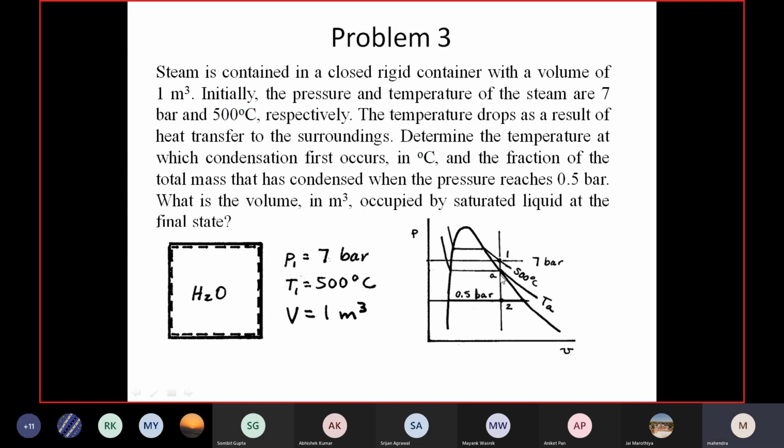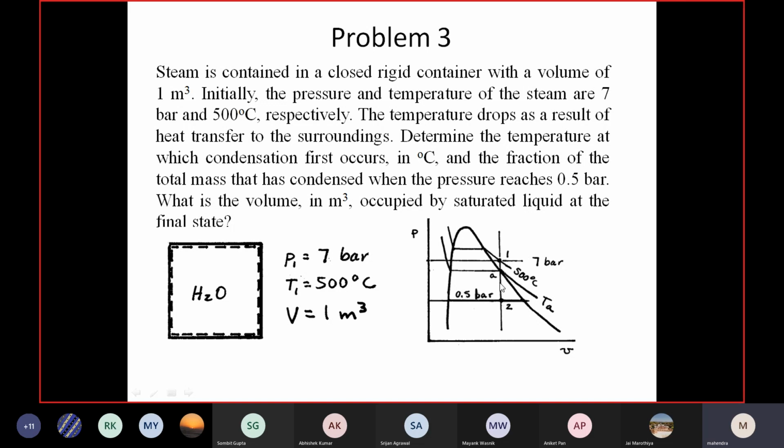Now, condensation starting means where? Exactly at saturated vapor. When from the saturated vapor you move a little to the latent heat zone side, then condensation starts. Condensation means forming the liquid content. So at what point does condensation start? You need to characterize these points. Then you need to find out at 0.5 bar. This is the 0.5 bar line.